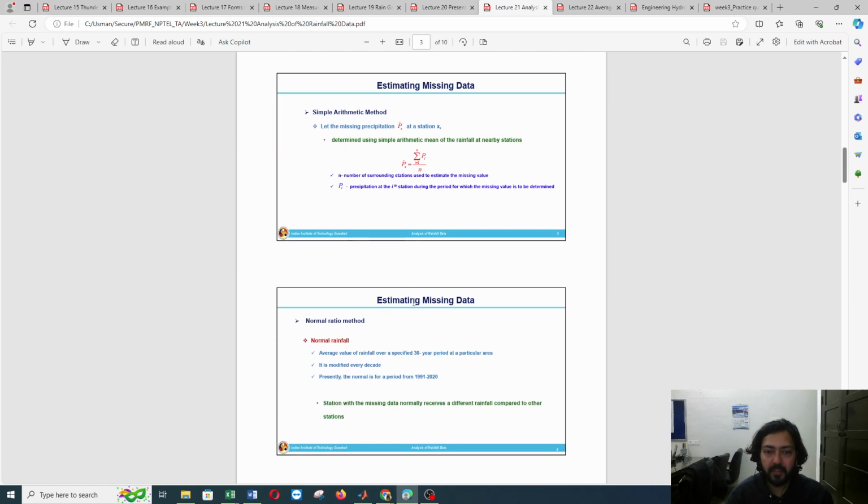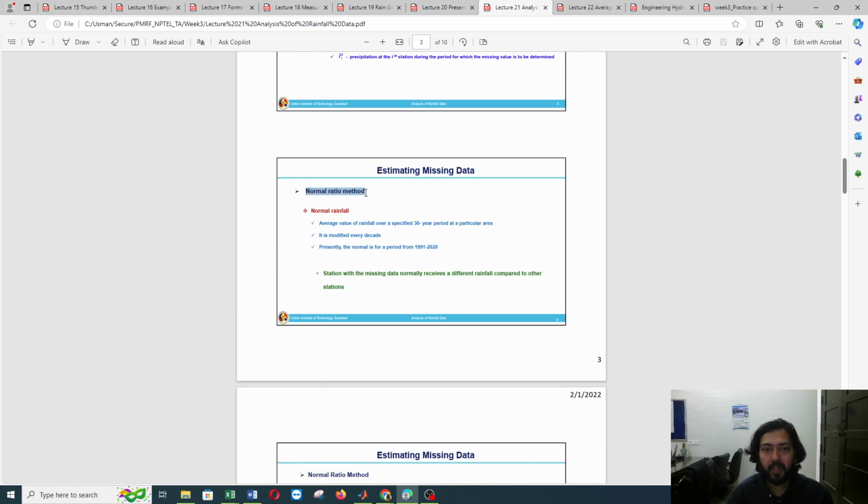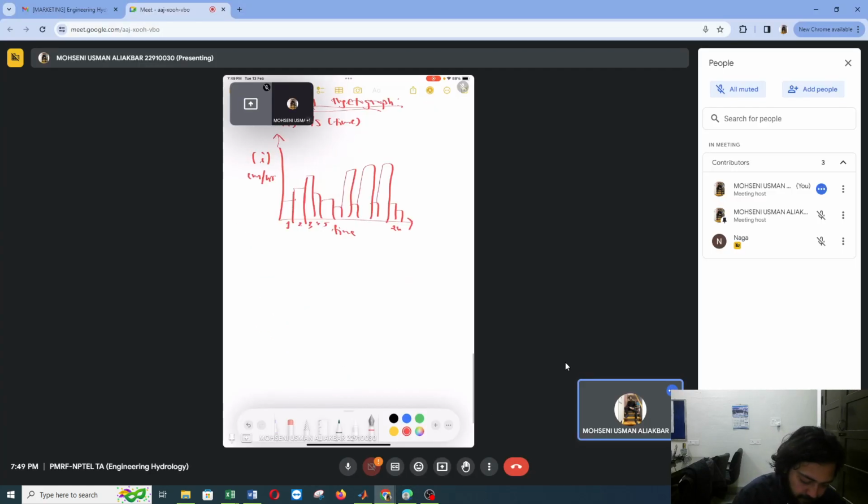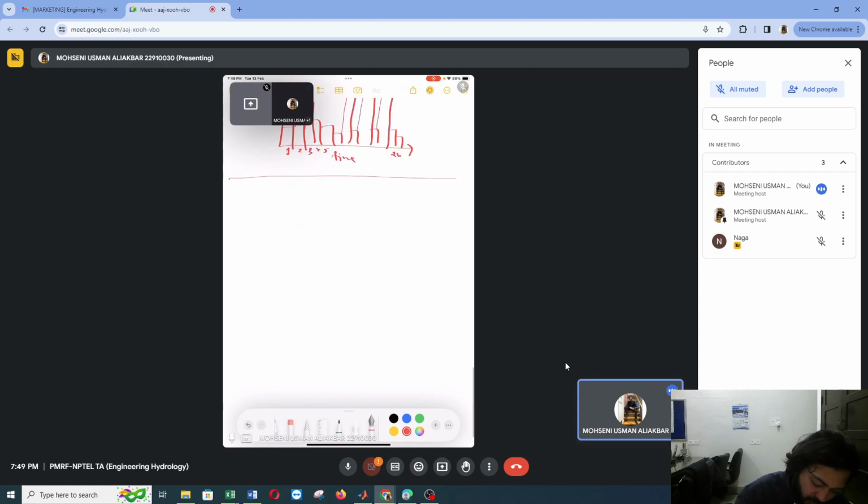The other technique which is recommendable is the normal ratio method. In order to use this normal ratio method, we have to know the normal rainfall value for the data series. So how can you do that? Let us see here. We are talking about how the normal ratio method is used. Let us say we have 5 stations.